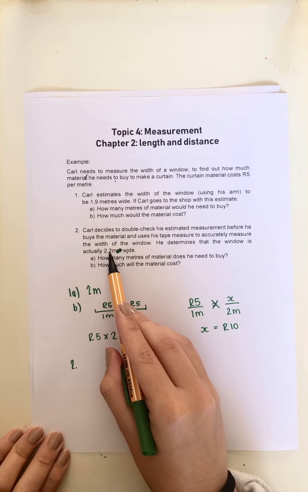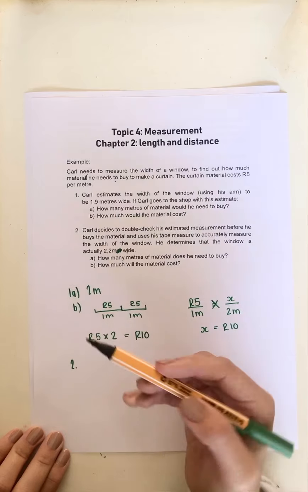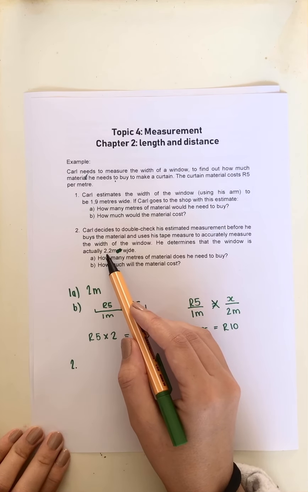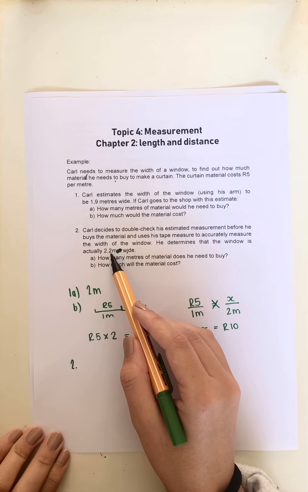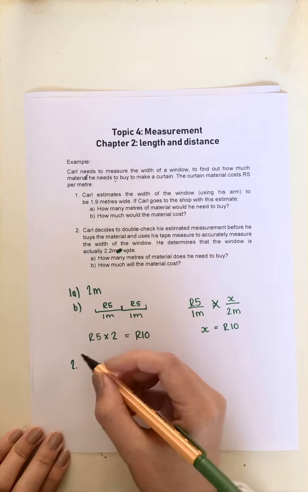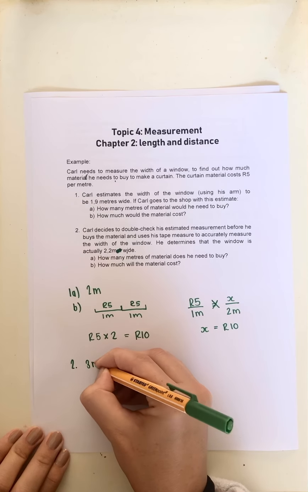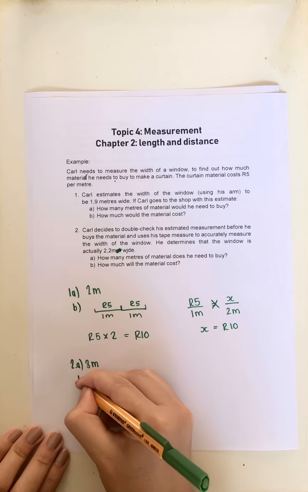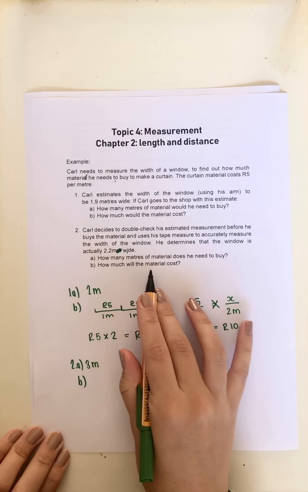Okay, so he needs 2.2 meters. But like I said with curtain shops, you have to buy in meters, so you can't just buy 2 meters because you still got that 0.2 meter to cover. So you'll have to buy 3 meters of curtain. Okay. B, how much will the material cost?